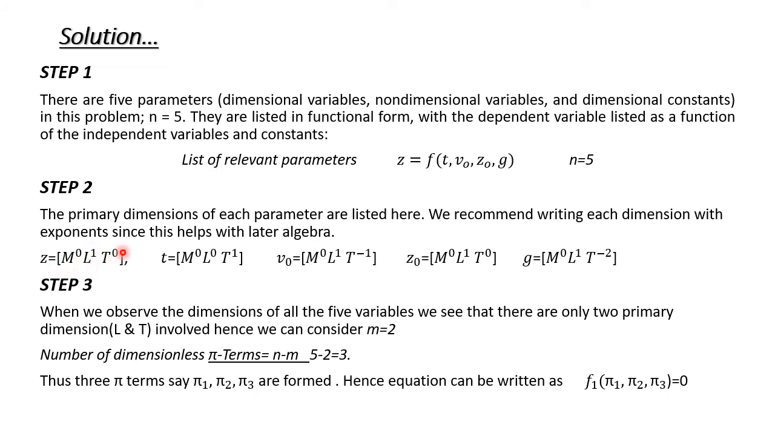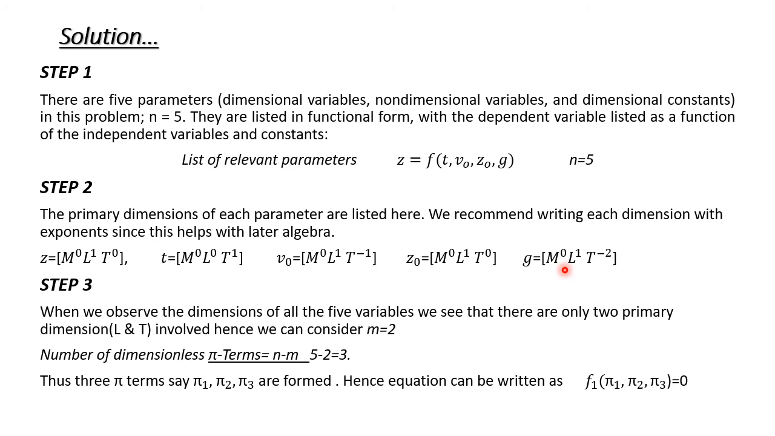For understanding purposes, we have to make this a practice. If nothing is there, you just write it as to the power 0, which is nothing but 1. Here time is t1, whereas m0 and l0. And velocity is meters per second, meter is length, per second, t to the power 1. So m0 is nothing but 1, L1 t to the power minus 1. In a similar fashion, we have written the dimension for Z0 and the dimension for G.